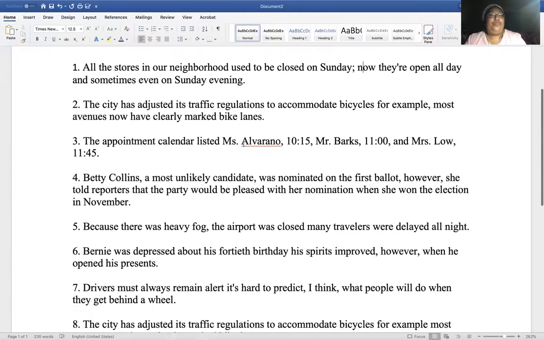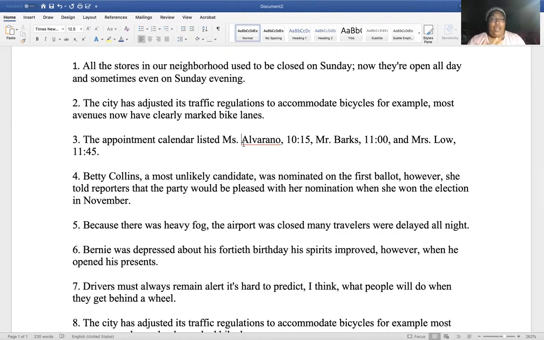All right, next one. The city has adjusted its traffic regulations to accommodate bicycles. For example, most avenues now have clearly marked blue lanes. Run-on sentence. Okay, so let's look at the first part of this. The city has adjusted. All right, so I see a subject. This is about the city. The city is doing some work here.